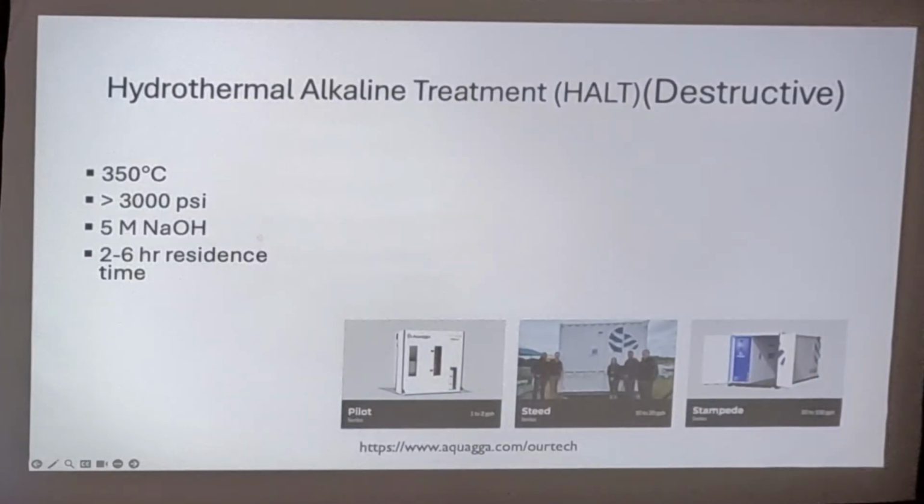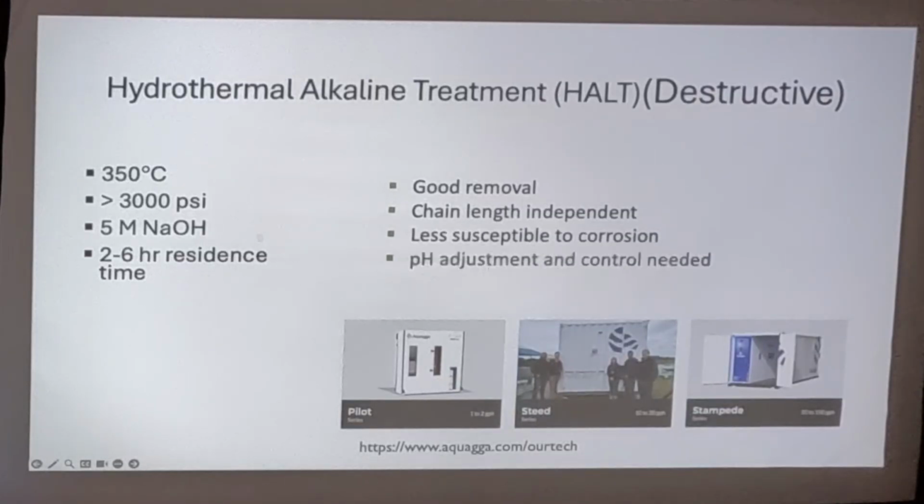One step back from SCWO is HALT, hydrothermal alkaline treatment. A little lower temperature, a little lower pressure. You have to get the pH really high, and it's slower. But again, it works. There are a couple of companies trying to commercialize this.